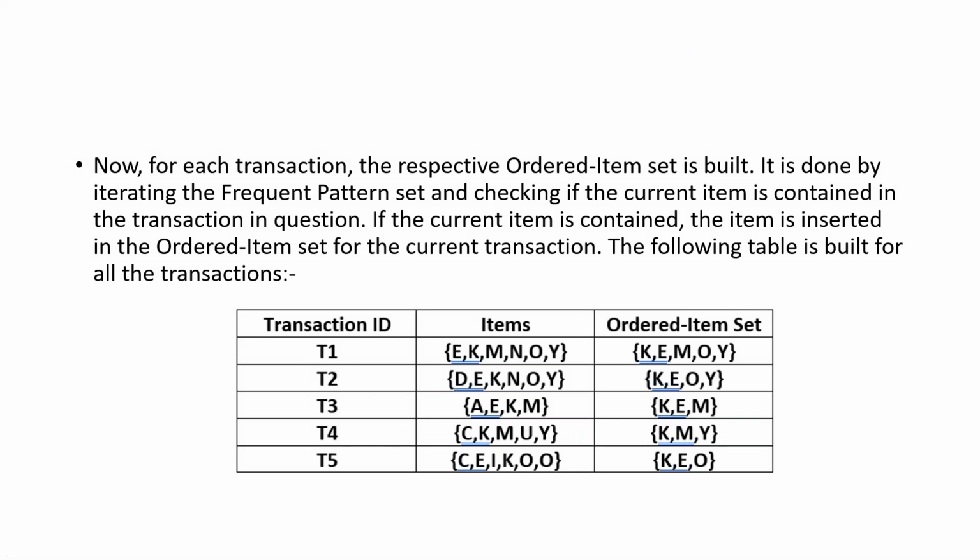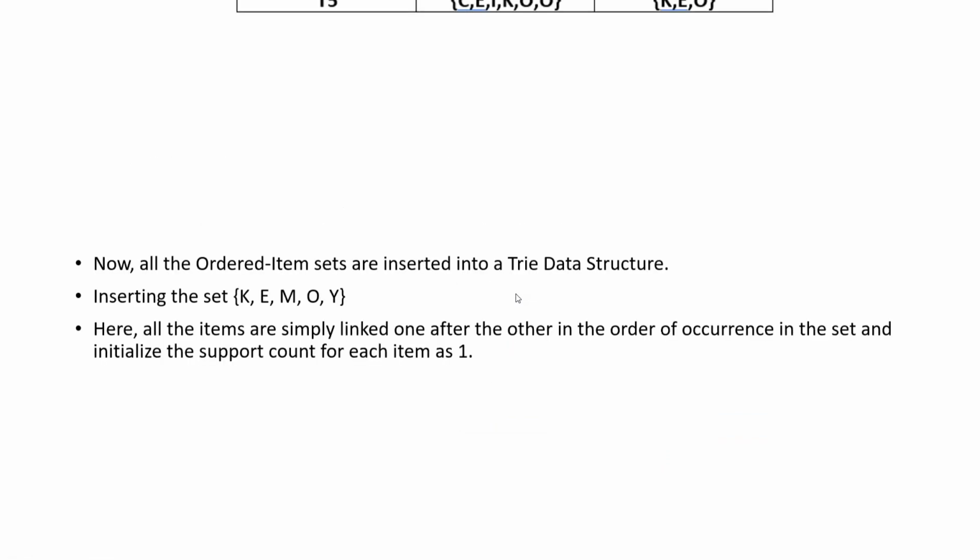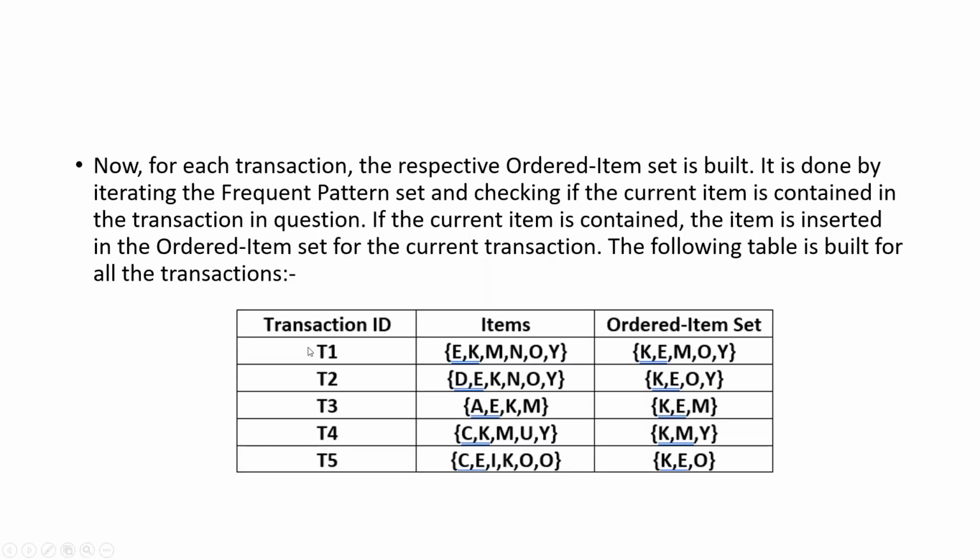Now, the next step is to arrange these items in a tree-like structure. In transaction T1, it is KEMOY. So first we will consider this one, KEMOY. One by one, we will arrange all these ordered item sets into a tree-like structure. So first we will start with KEMOY.